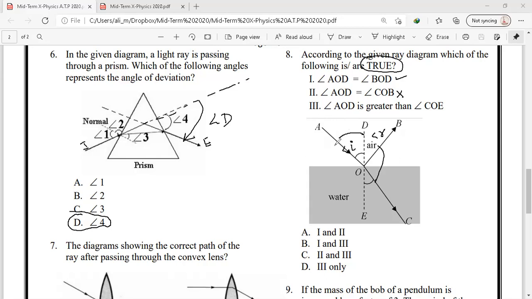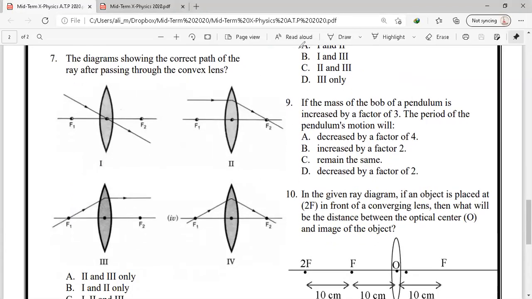AOD greater than COE. AOD is the angle of incidence, and COE is this angle. As the ray is moving from air to water, it bends towards the normal. It means that AOD will be greater than COE, so this statement is also correct. So options 1 and 3 are correct. It means option B is the correct answer for this question.